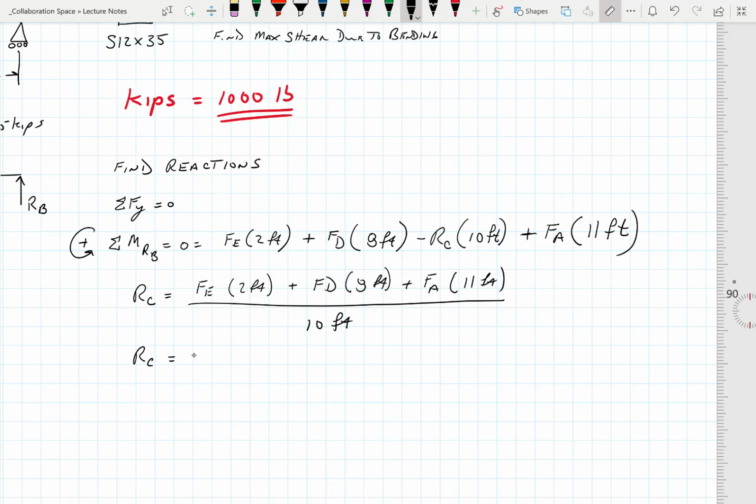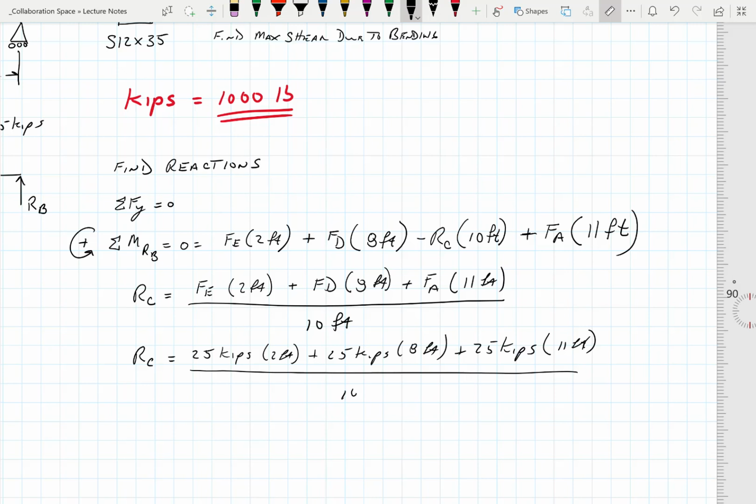Oh, I guess I had to put some numbers in, sorry. 25 kips times 2 feet plus 25 kips times 8 feet plus 25 kips times 11 feet, all divided by 10 feet. Should wind up with 52.5 kips, right? Because all the feet will cancel out.